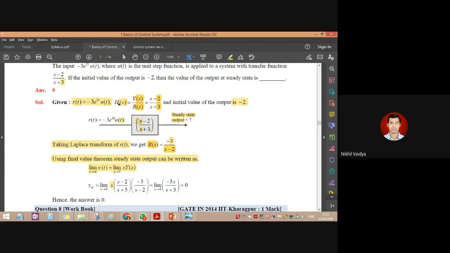Y of s is equal to h of s into r of s. So h of s is (s minus 2) upon (s plus 3), and r of s is what? Minus 3 upon (s minus 2).